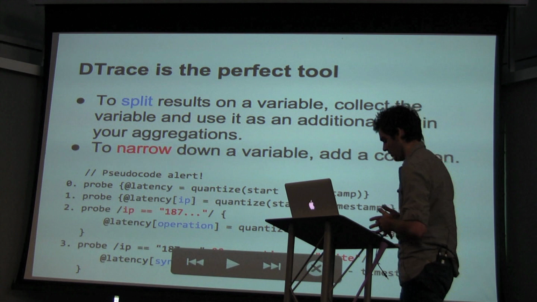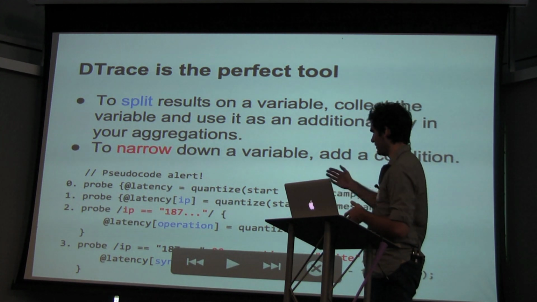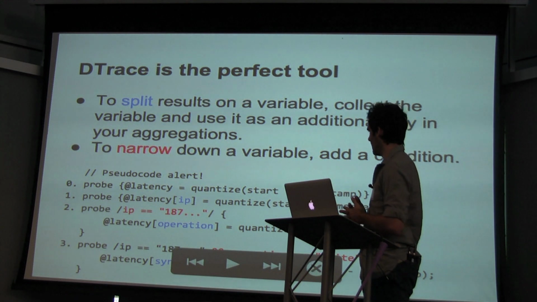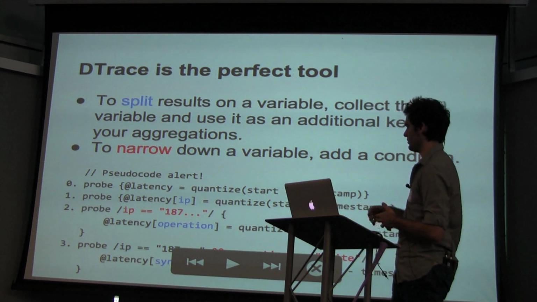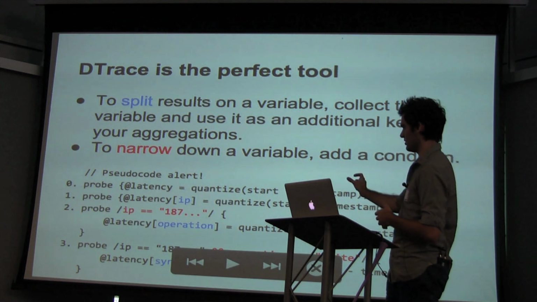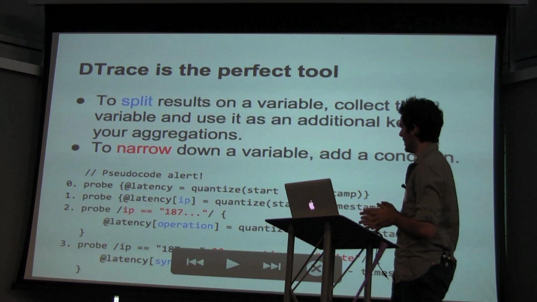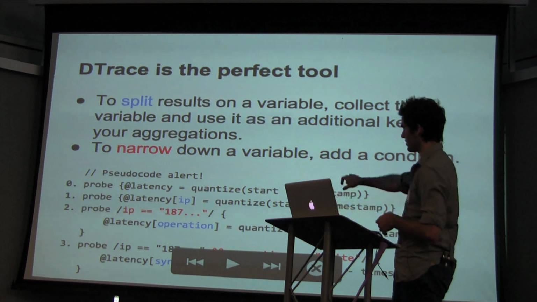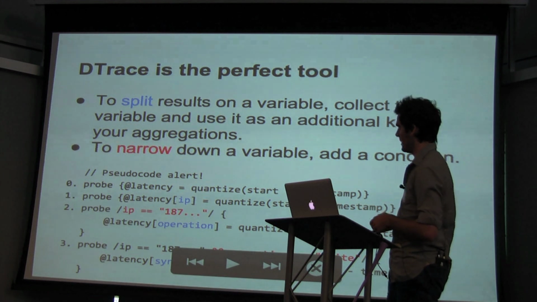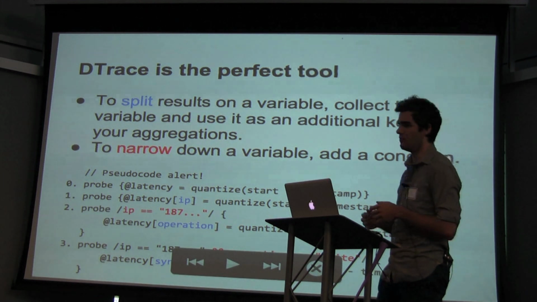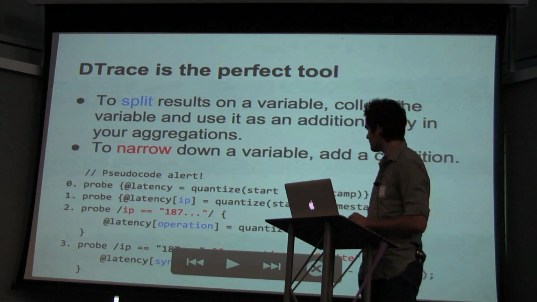Latency, as Adam showed, can be described as this quantized aggregation, and by giving different keys to the latency aggregation that you're collecting, you can do that breaking down. And by adding new conditions to that condition line right after the probe definition, you're able to limit the set of probes that will actually fire.